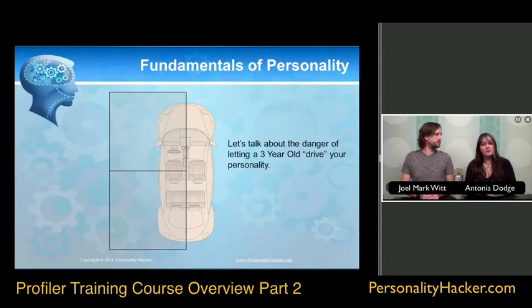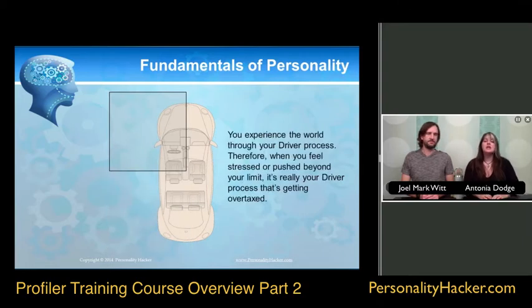The 3-year-old, on the other hand, is totally unconscious for us. Just like our driver could be called unconscious in its competence, we're so good at it, we don't even have to think about it anymore. The 3-year-old is unconscious in our incompetence in it. Like, we have no idea how bad we are at it. It's almost totally not on our radar how much of a stunted, infantile part of our personality this is. Now, you experience your world through the driver process. All right.